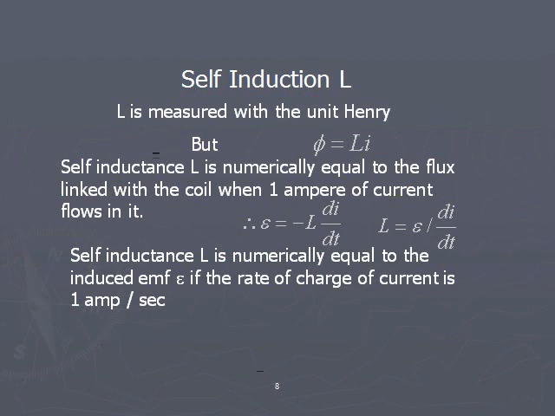Now another way of defining self-inductance is from the relation E is equal to minus L di by dt. In this relation, if di by dt is equal to 1, then E is equal to L. So we define self-inductance as the quantity which is numerically equal to the induced EMF in the coil if the rate of change of current is 1 ampere per second. When the current is varying at the rate of 1 ampere per second, then the induced EMF in the coil will be numerically equal to the self-inductance. Like this, we define the self-inductance.